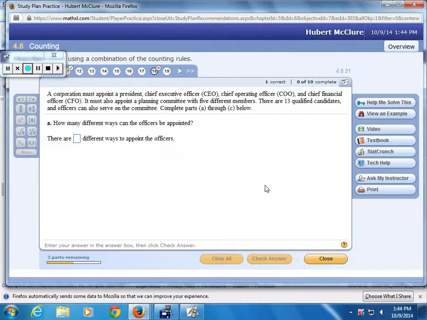And then you do the second part. I gave you the first part. You do the second part. The committee. This is 2 examples of questions you'll have on the test, an officer question and a lottery question.